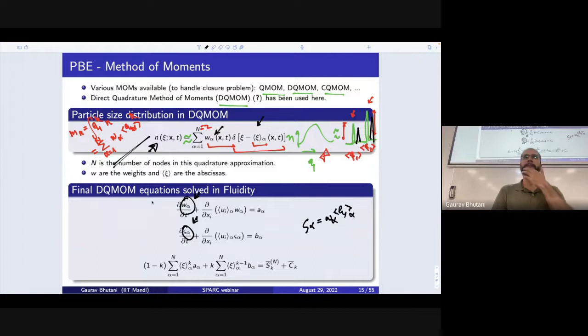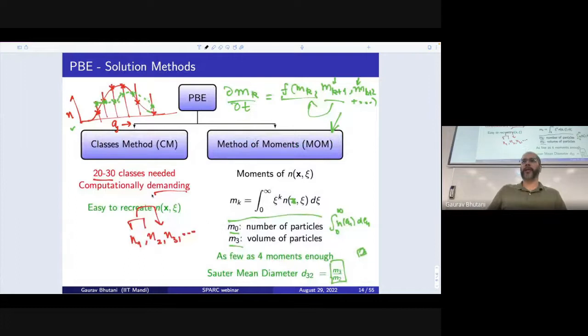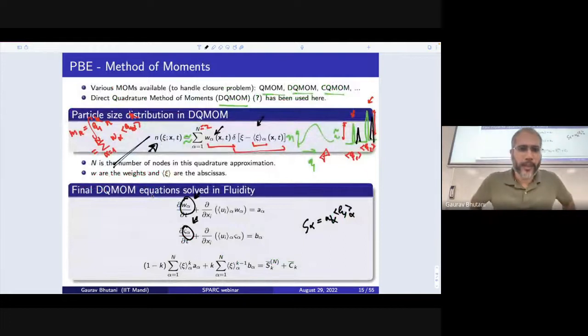All right. Any questions on that? So the question is, in the method of moments, we eliminate xi. What were we eliminating in the method of classes? Same xi. Because when you represent the number balance for a given class, xi is gone. Because now you're saying that this is for xi equal to some value. So xi is gone, right? Any other question?